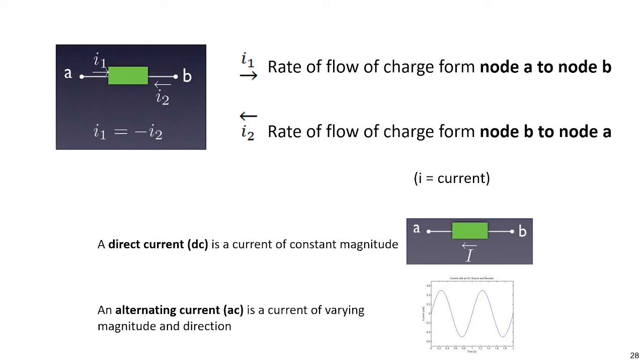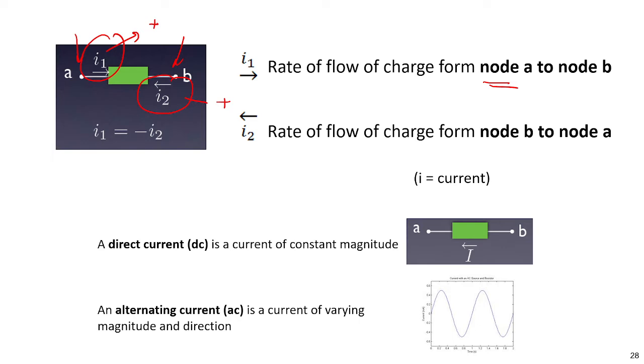If I say I1 flows from node A to node B, right? The connecting point of the circuit we call a node. If I say the current I1 flows from A to B, and I2 flows from B to A, the direction corresponding to the arrow is positive, and the opposite direction will be negative.